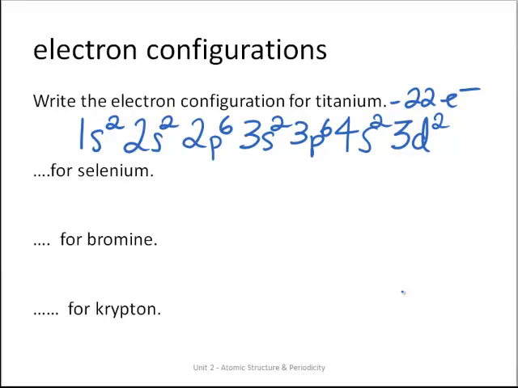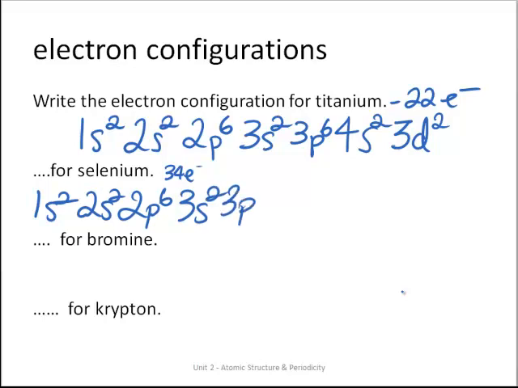Okay, so let's do selenium, which has 34 electrons. Just like titanium, we're going to start at the bottom: 1s2, 2s2, 2p6, 3s2, 3p6, 4s2, 3d. Now, because titanium only had 22 electrons, 2 electrons fit in the 3d orbitals. But selenium has enough electrons to completely fill that d sublevel, and the d sublevel has 5 orbitals, so it can hold 10 electrons. Okay, and then we have 4 additional electrons. So these would go into the next highest energy level, 4p4.